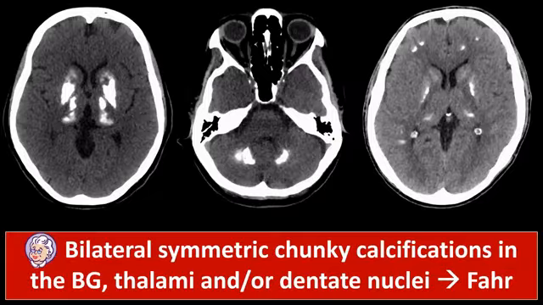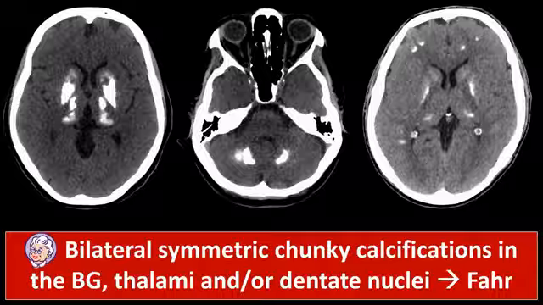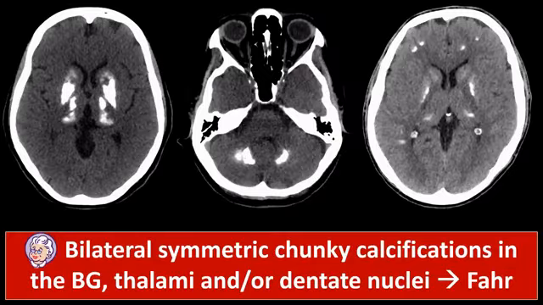So there are two kinds of Fahr disease. We have a genetic kind, which is also called primary familial brain calcinosis, in which you get these chunky calcifications, typically in deep gray matter structures, but it can also be secondary to a variety of endocrinological entities like hyperparathyroidism and hypoparathyroidism, pseudohypoparathyroidism, and so on. So endocrinological disturbances of the calcium and/or phosphate metabolism.